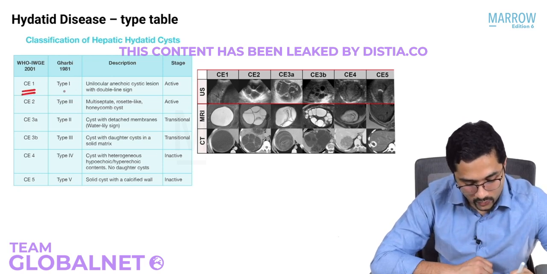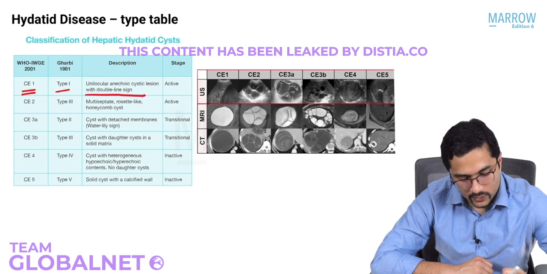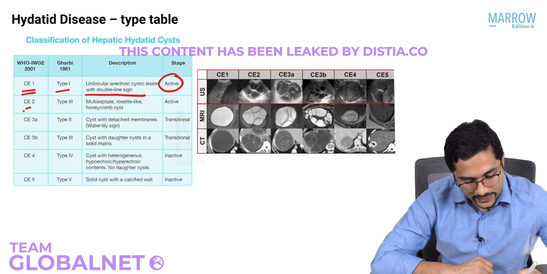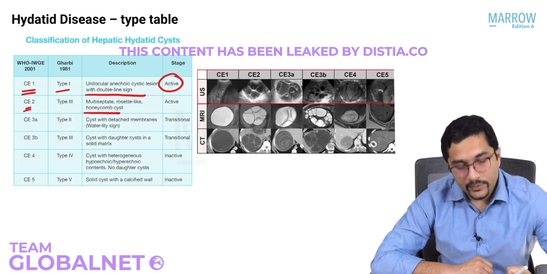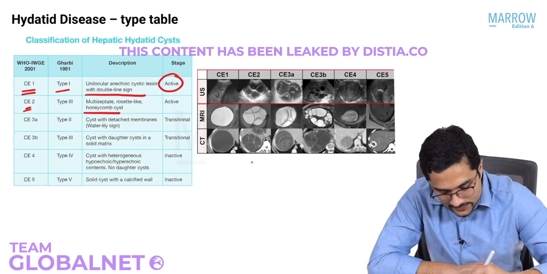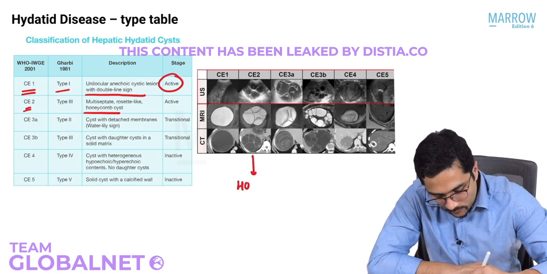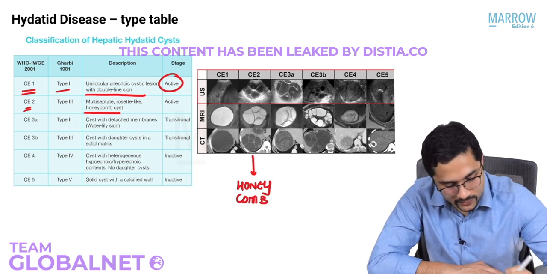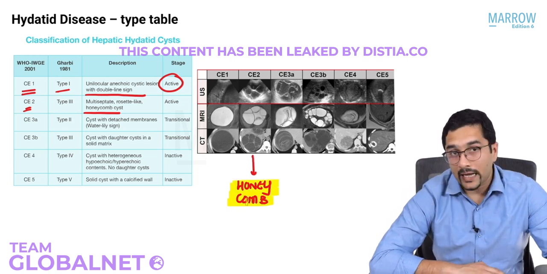CE1, or type 1 according to Gharbi's, is a unilocular anechoic cyst. This is the active form. CE2 is a multiseptate honeycomb-like cyst. So this question has been asked. CE2 is honeycomb appearance. This you should remember. This is also an active cyst.